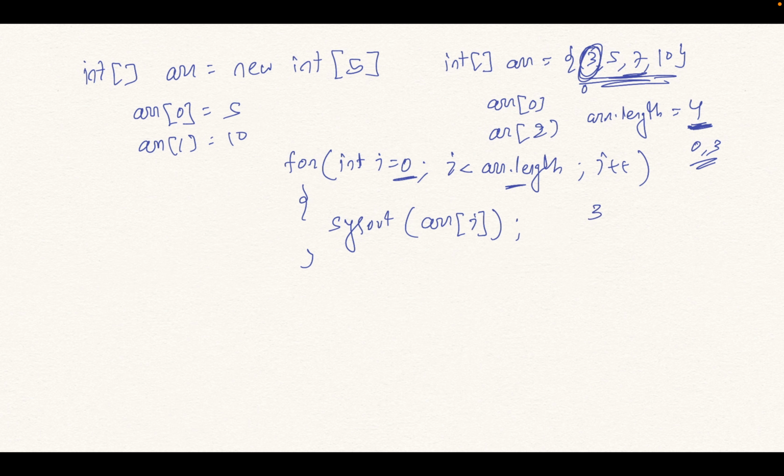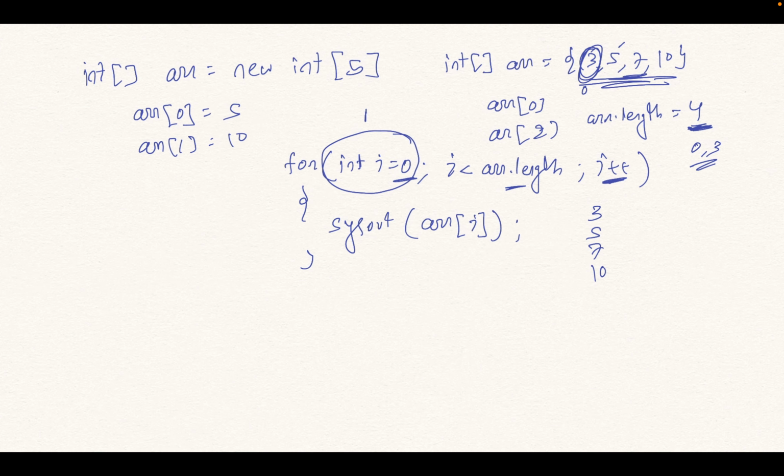Next time the i value increases to 1. The initialization happens only one time. Now i is 1, and 1 is less than 4, yes, so it comes inside and prints array of 1, which is 5. Then it goes again to the right side, i of 2, and continues like that, 7, 10. Next time when i is 4, 4 is less than 4, no, so it will not continue, the for loop ends. So this is how you write it.